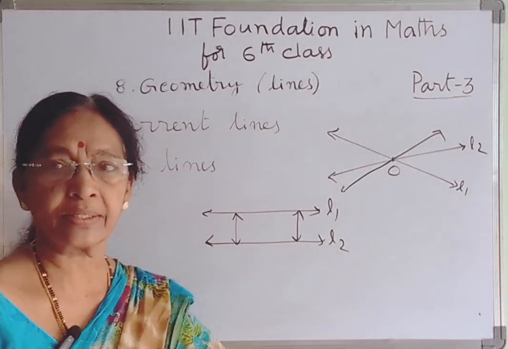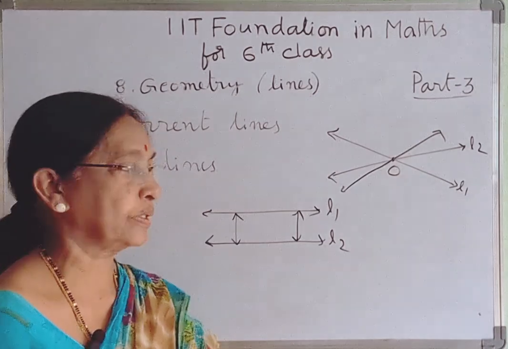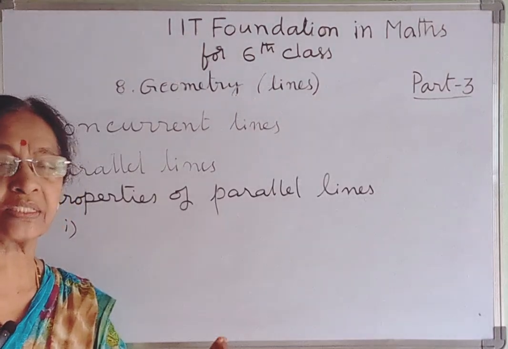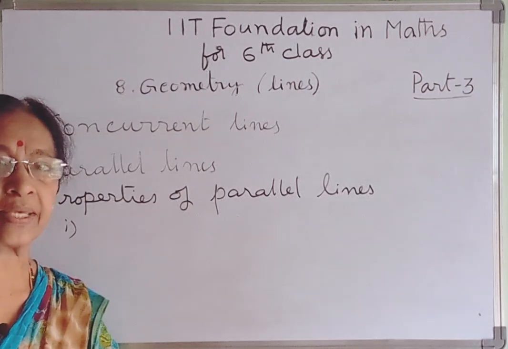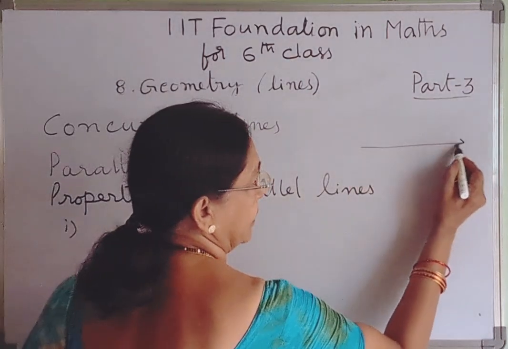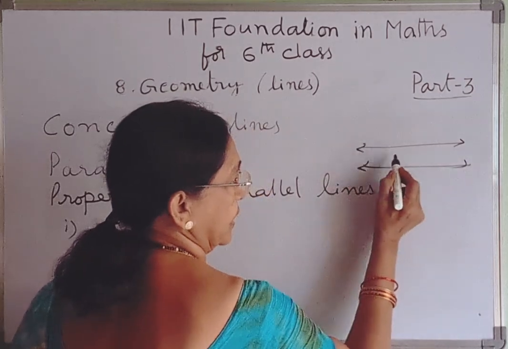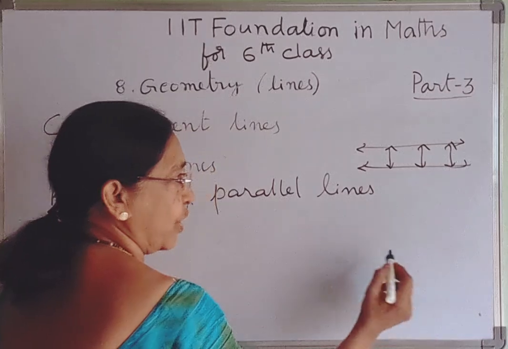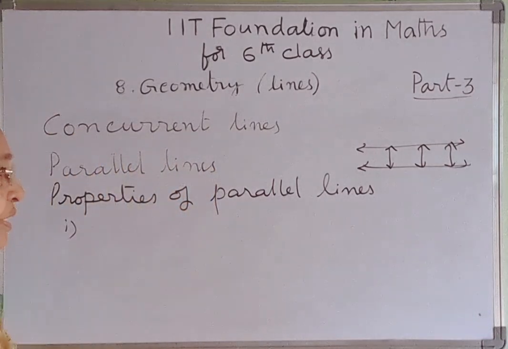Two coplanar lines that never meet at any point are parallel lines. The perpendicular distance between two parallel lines is the same at any point. For example, if these two lines are parallel to each other, the distance between them at any point is constant, the same distance. They never meet. That is the first point.